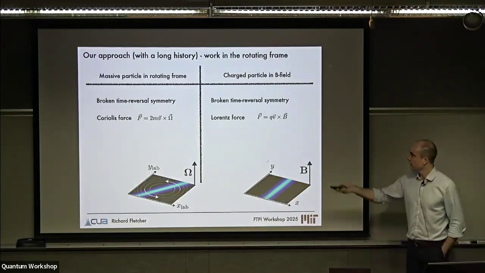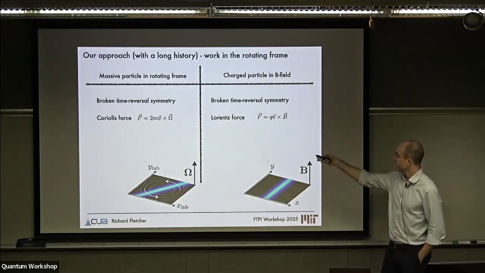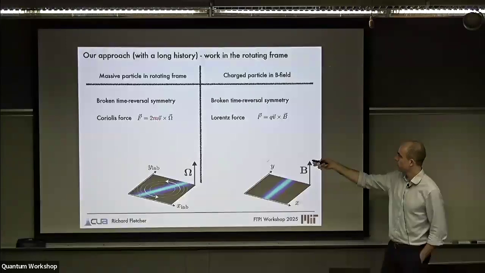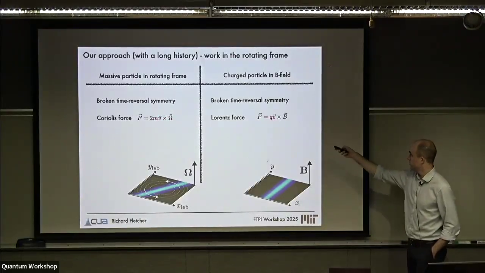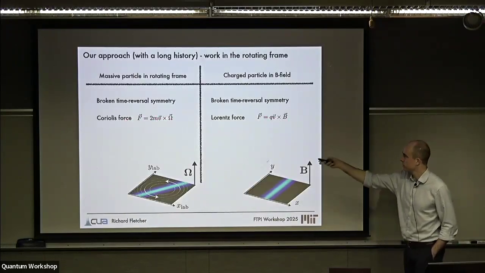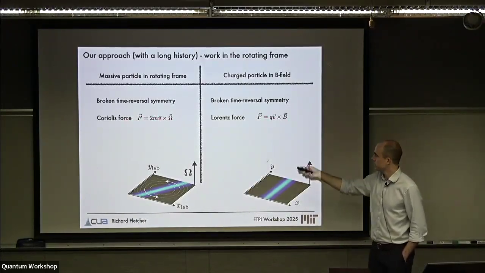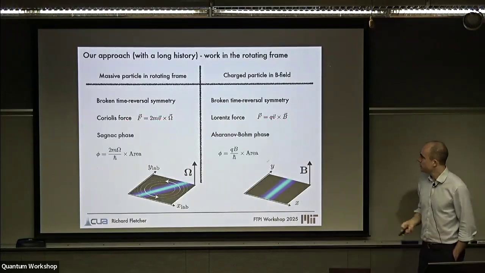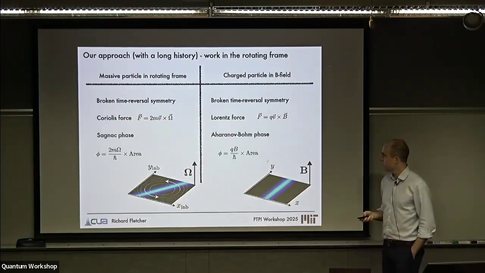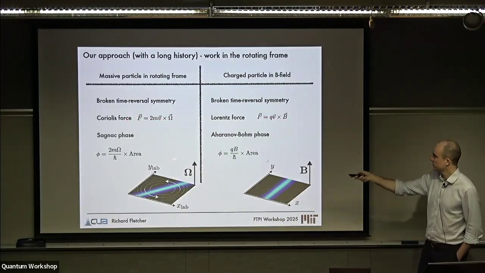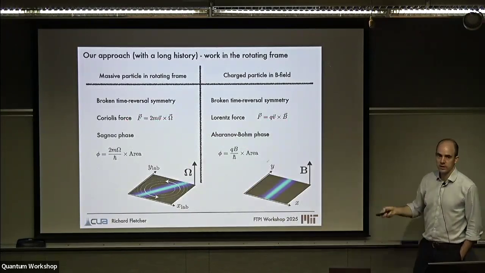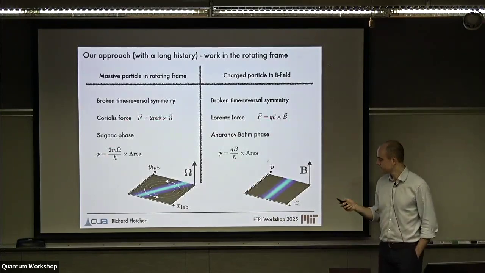Thinking more classically, you realize that the Coriolis force and the Lorentz force both take the same form. They both look like velocity crossed with something. So here we have qv cross B and 2m, find the awkward factor of 2, mv cross omega, okay? And then more quantum mechanically, as I'll show more in a moment, the analog of the Aharonov-Bohm phase for a charged particle in a B field is provided by the so-called Sagnac phase for a massive particle under rotation.